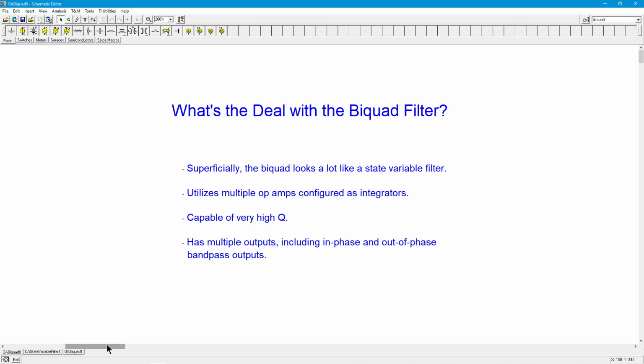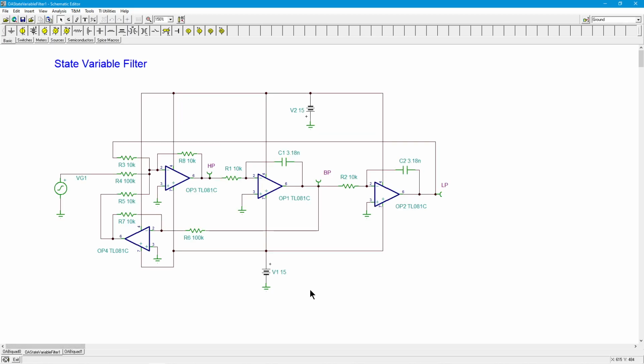All right. So before we jump into the biquad, let's warm up here with a little bit of a state variable filter. So this is the 4 op amp version of a state variable. Integrator number 1, integrator number 2. We have a summing amplifier back here. And then the 4th op amp, which is actually optional. This is if you want independent Q adjustment. You don't have to have this.